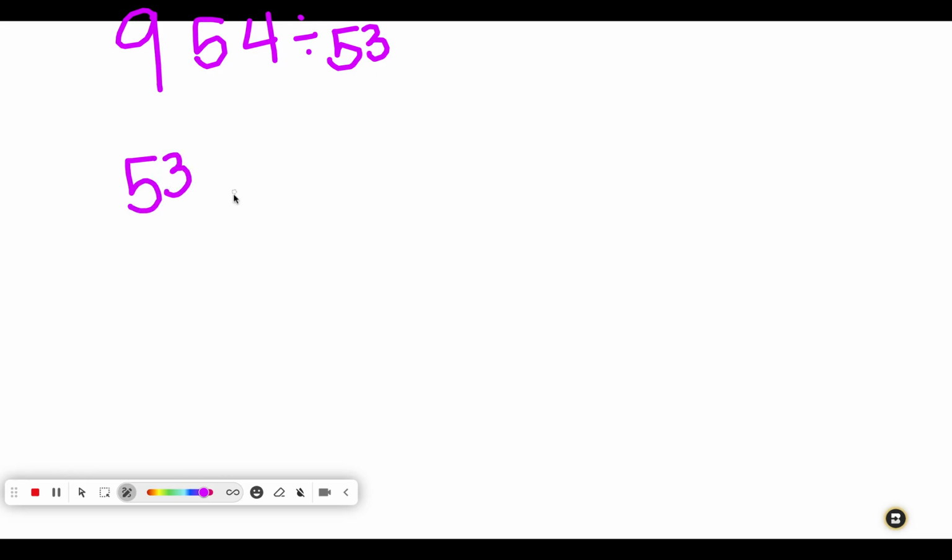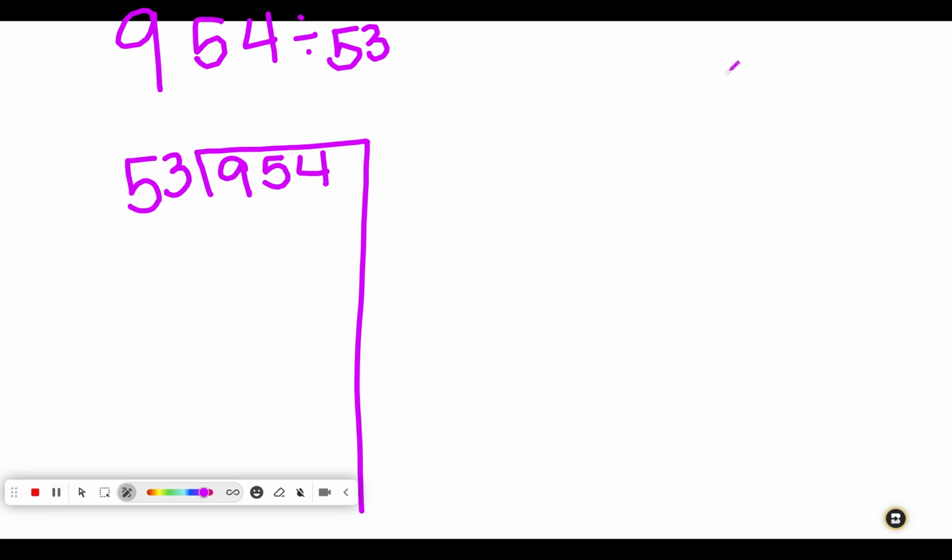Let's do 954 divided by 53. Means that when I set this up as a division problem, my 53 is going to go here. I understand from 4th grade, you've made a house. 954 goes inside the house. And now we're going to drop our line down to do partial quotient. Okay, just a reminder, friendly numbers, 2, 5, 10.